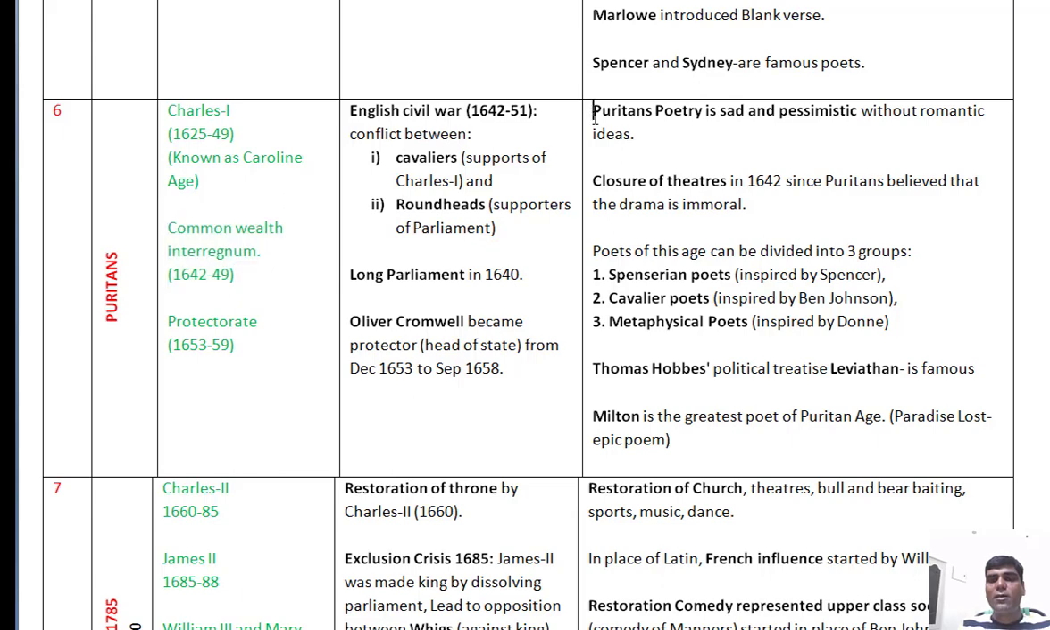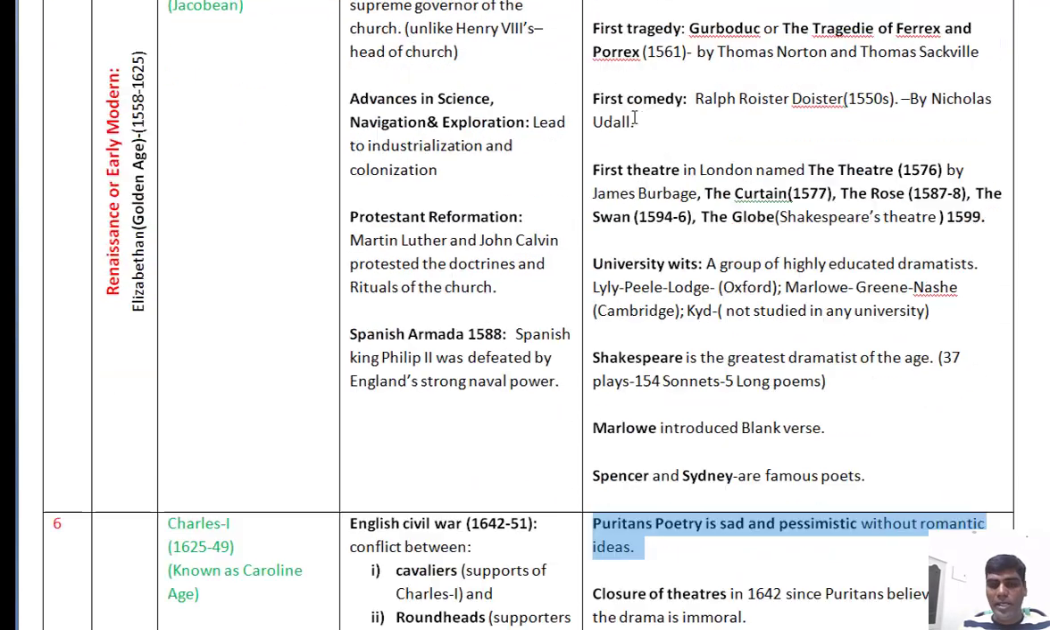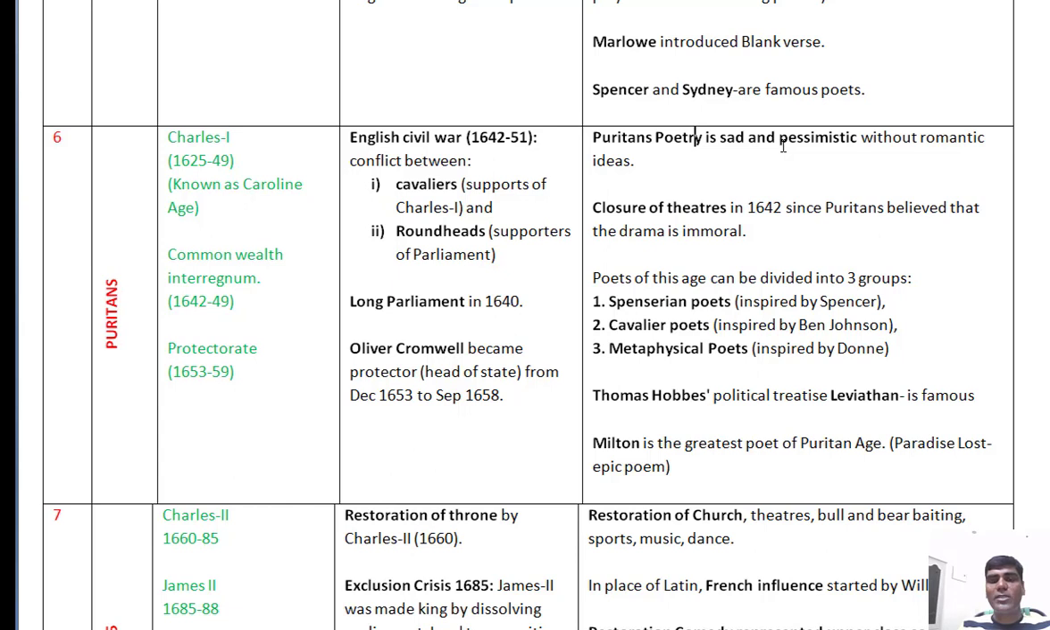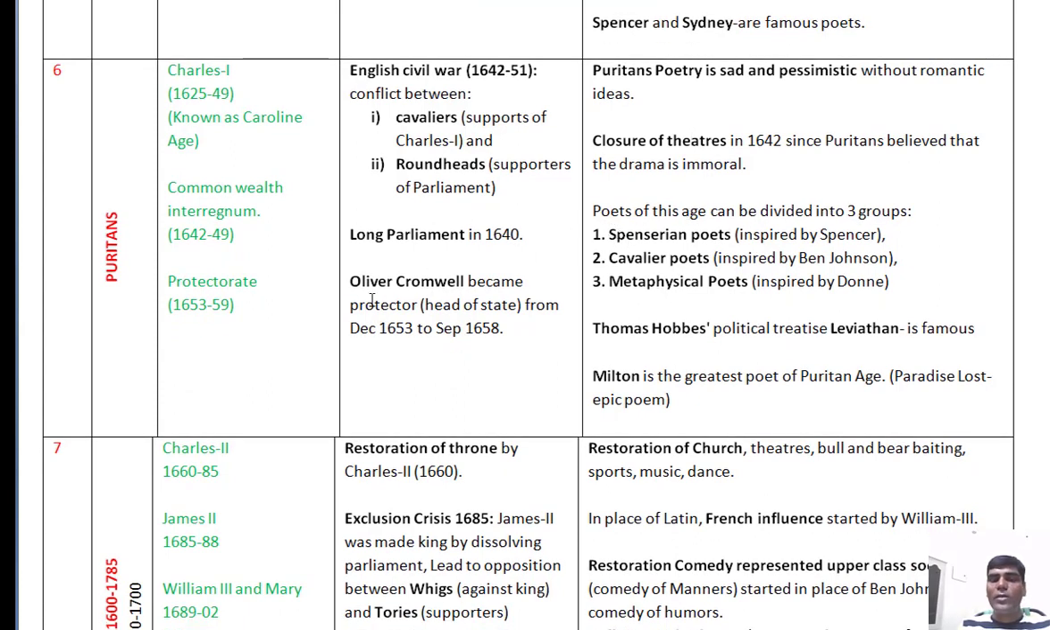And these Puritan ideas were very pessimistic compared to the romantic ideas of the Elizabethan age. So the Puritans' poetry and writings are all pessimistic, and moreover, the Puritans were against the theaters because they treated drama as immoral. That's why they closed the theaters in 1642, and Oliver Cromwell was the leader behind these Puritans. The period 1653 to 1659 is also a very important point to remember. During this age, Oliver Cromwell became the Protector. Protector means the head of the state of England, and he ruled for another five years, without monarchs or a king.